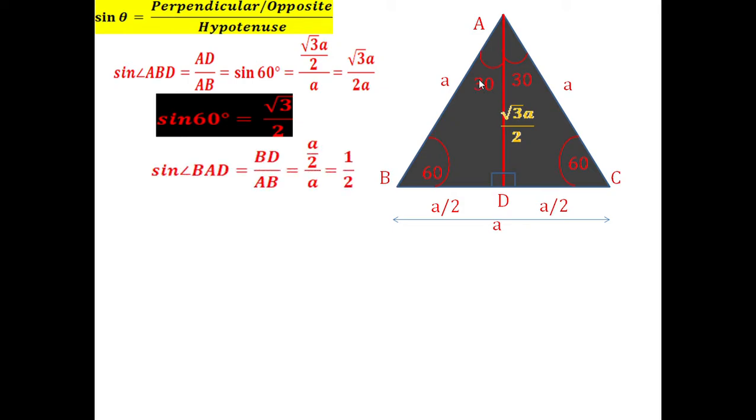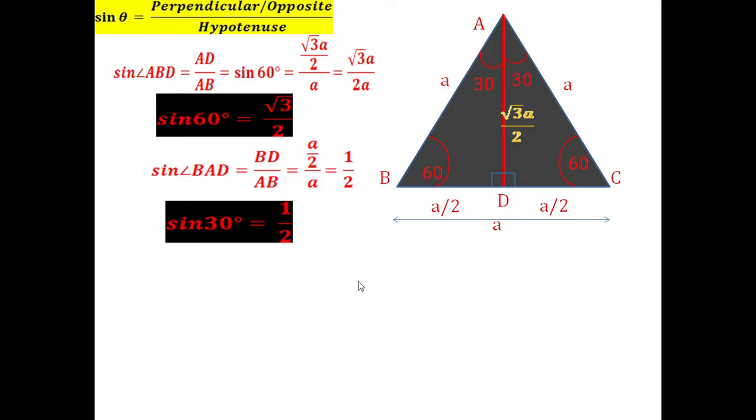Next for sine 30 degree. So here 30 degree is angle BAD. So sine of angle BAD is again opposite by hypotenuse. In context of this angle, opposite is BD and hypotenuse is not going to change, that is AB, and the length of BD is a by 2 and length of AB is a. Thus we are getting 1 by 2 and BAD is 30 degree. So sine 30 degree is 1 by 2. Thus we got two standard angles. Sine 60 is root 3 by 2, sine 30 is 1 by 2.